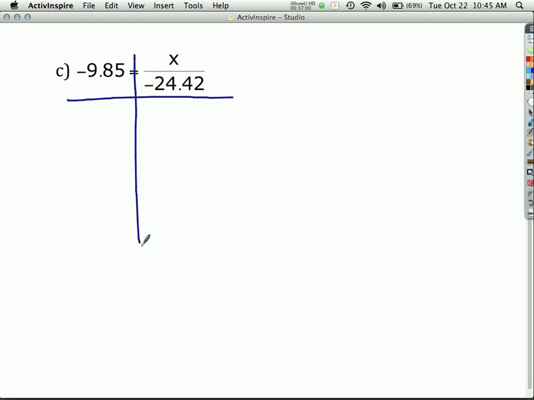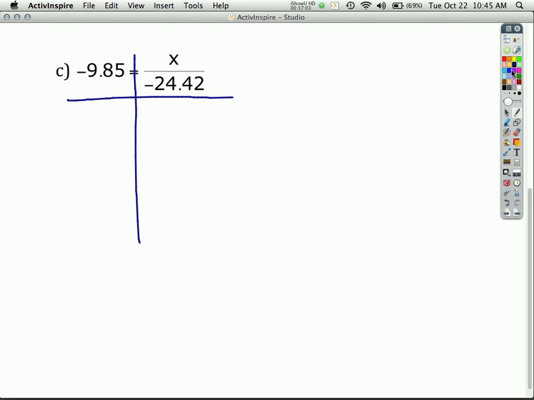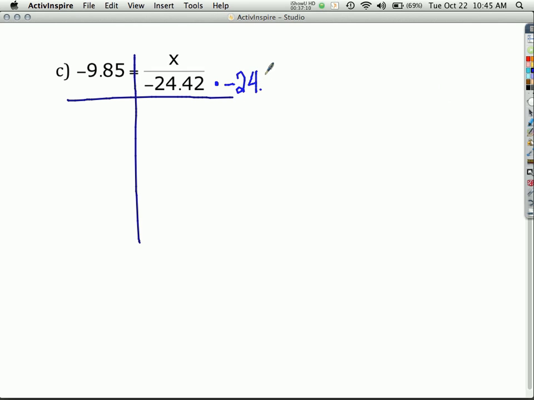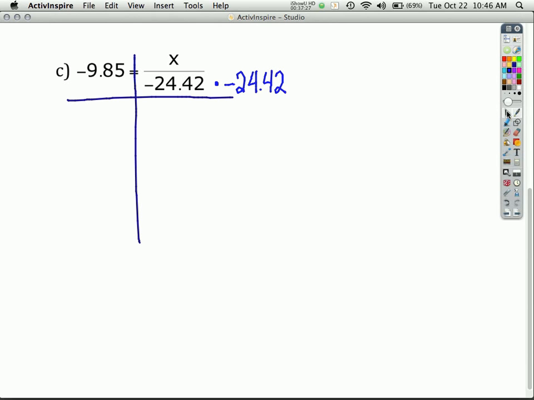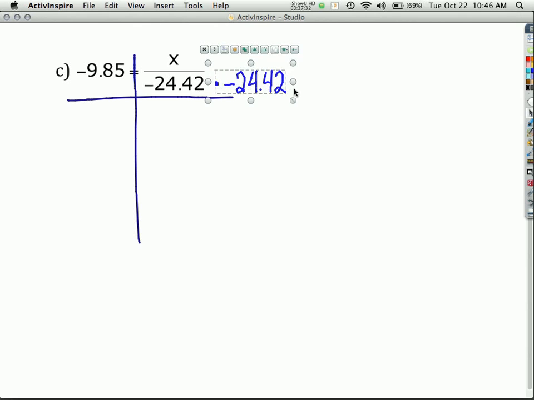Very good. But here's what I didn't really talk about last time. I have a lot of people doing this. That's actually not what we're doing. If you multiply this times this, you're going to get a very large positive number on the bottom. That's not what we're doing. We're multiplying the top. We're actually multiplying the top by this number.